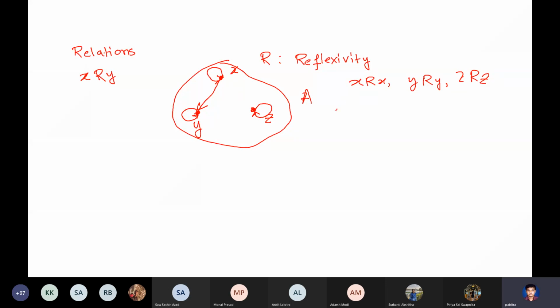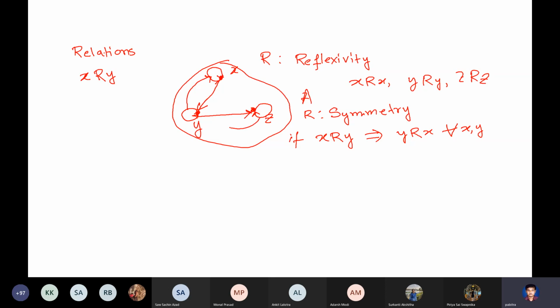Okay, now let us look at symmetry. Which means if X is related to Y, it implies Y is related to X. What does it mean? If I have an arrow from X to Y, it definitely means there is a back arrow like this. And this should hold for all X, Y. So let's say X is related to Y, it definitely means this will be there. Let's say Y is also related to Z. It means this back arrow will be there.